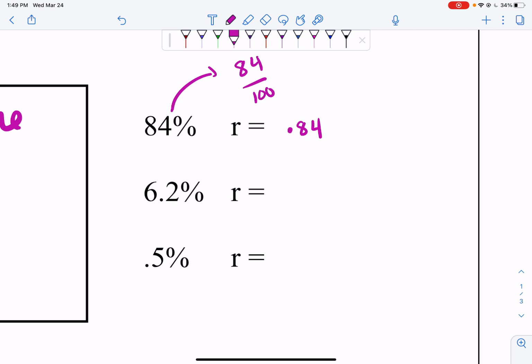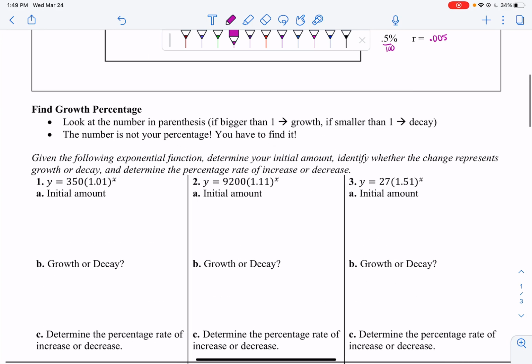For this next example, I have 6.2%. So I'm now going to do 6.2 divided by 100. And when I do 6.2 divided by 100, I get 0.062. And then when I do 0.5 divided by 100, I get 0.005. So that's what I would be putting in if I had to find my r value.